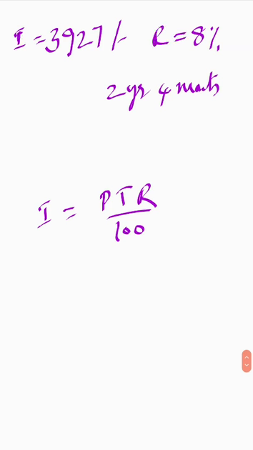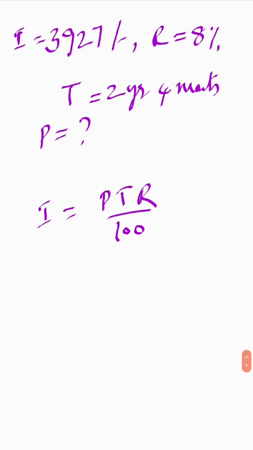That is rate of interest, percent. And this 2 years 4 months is time, we know that. That means we are going to find the principal amount. So at what principal will we get 3927 interest in 2 years 4 months at the rate of 8%, they asked.